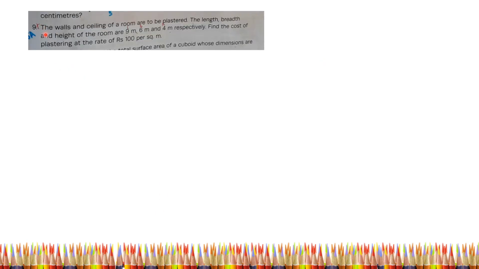Okay, for this question, the walls and ceilings of a room are to be plastered, and the length, breadth, and height of the room are given. We have to find the cost of plastering at the rate of 100 per square meter. So for this question, we need to draw the room so that we understand how it is going to work. For example, this is the room.